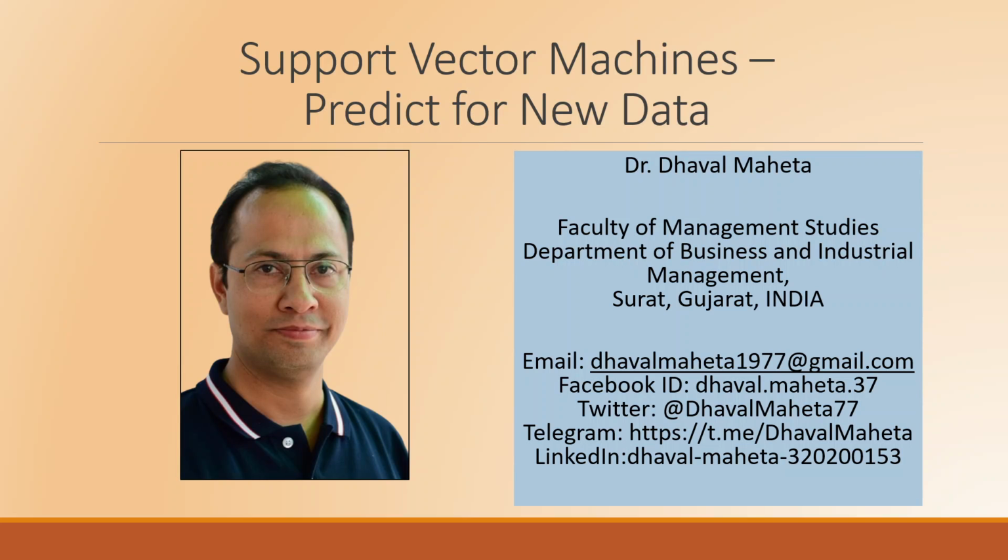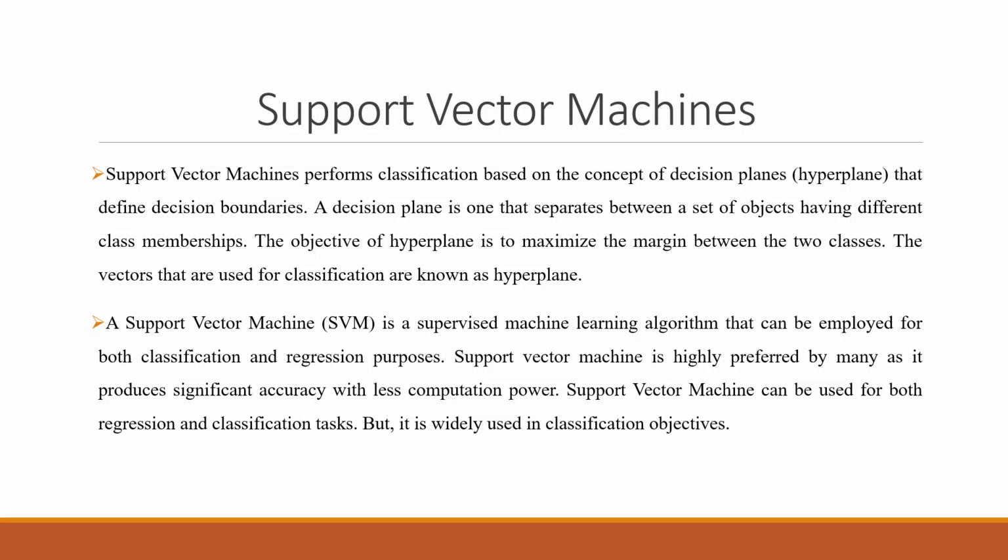This is Dr. Dhaval Maheta, and today we are going to discuss how to predict for new data in support vector machines. Support vector machine performs a classification based on the concept of decision planes that define the hyperboundaries, also known as hyperplane. A decision plane is one that separates between a set of objects having a different class membership. The objective of the hyperplane is to maximize the margin between the two classes. The vectors that are used for classification are known as support vectors.